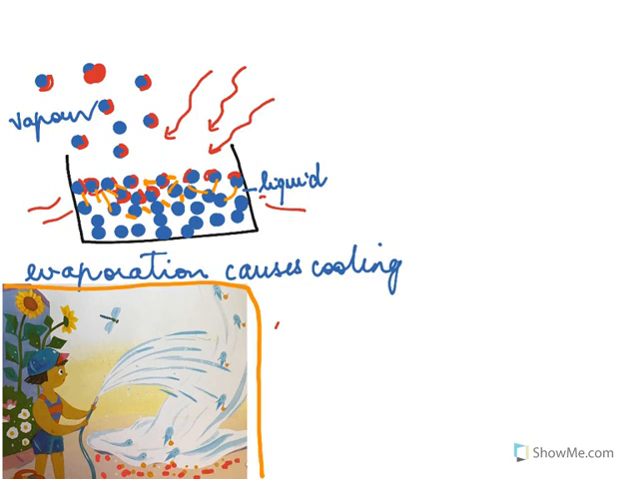and when he sprinkles water, these water molecules fall on the ground and pick the heat from the ground, and then they move up. As they vaporize and move up, they pick up the heat from the ground, and this cools the ground. So here's another example where evaporation causes cooling.